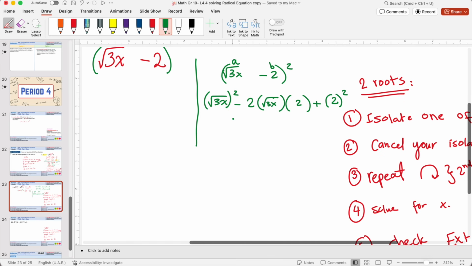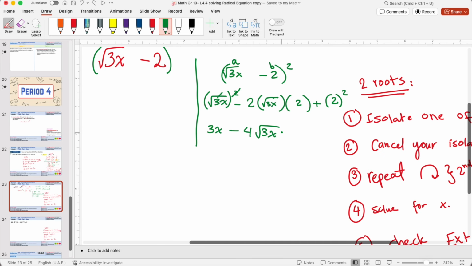Now what do we do? Just simplify. The square will cancel the root, you will only have 3x. Then minus 2 times 2 is 4, root 3x. You can't really multiply the 4 with the 3, just leave it as it is. And this whole term is together. It's not 4 and 3x, no, it's just a whole block of things. Like this is a term, this is another term.